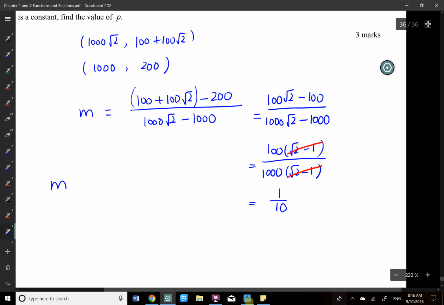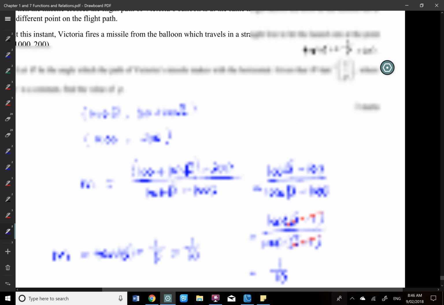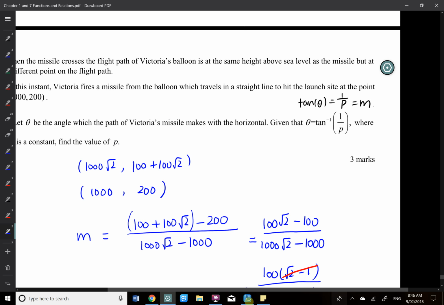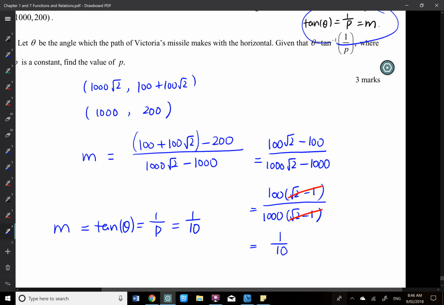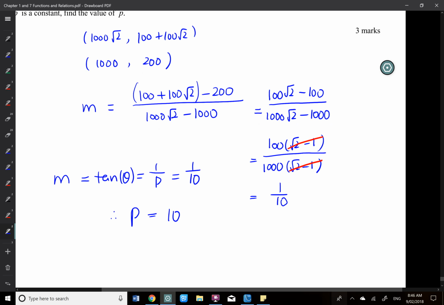What we have is the gradient equals tangent theta equals 1 over p equals 1 over 10. Where we have the gradient, the gradient equals tangent theta. Also, we know tangent theta equals 1 over p, and that's 1 over 10. Therefore, we have p equals 10.